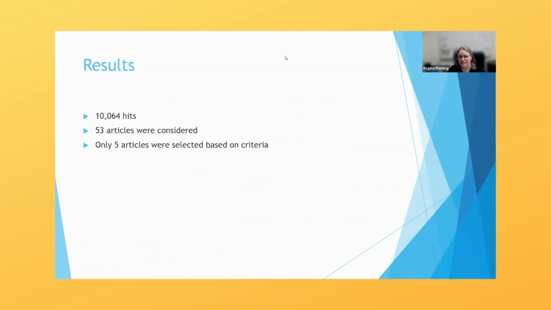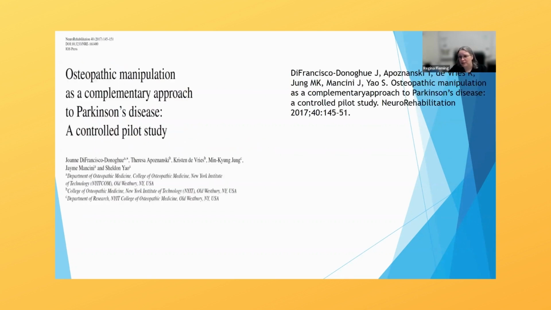They ended up with over 10,000 hits, as you can see here, 53 articles that they then reviewed and that were considered, but only 5 articles in the last 10 years actually met their criteria. We're not going to go in depth on all these five articles, but we are going to quickly take a look at them and review them.